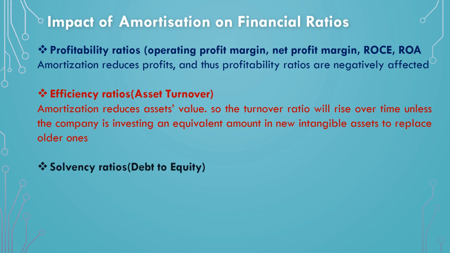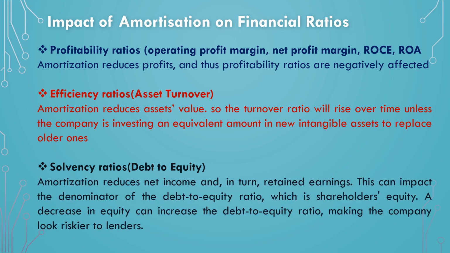Finally, solvency ratios. Amortization reduces net income and in turn retained earnings. This can impact the denominator of the debt to equity ratio, which is shareholders' equity. A decrease in equity can increase the debt to equity ratio, making the company look riskier to lenders.